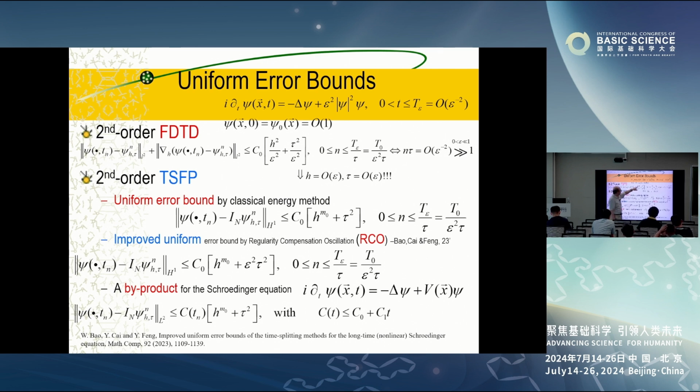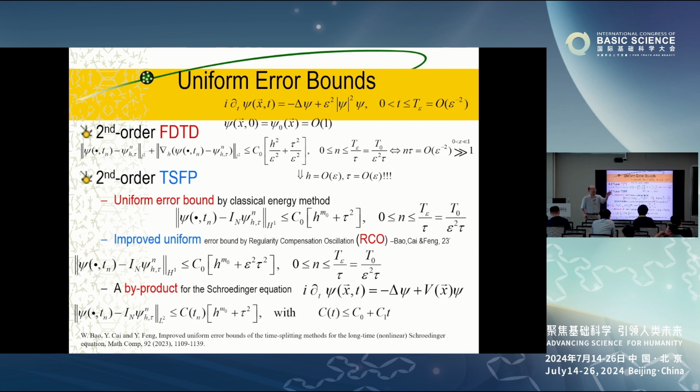But like h square over epsilon square, tau square over epsilon square. So even for this one, we know the wavelength in space and time is order epsilon, order 1. But in order to do long time, your mesh size h and time step tau must be order epsilon, which is under resolution. This is interesting.